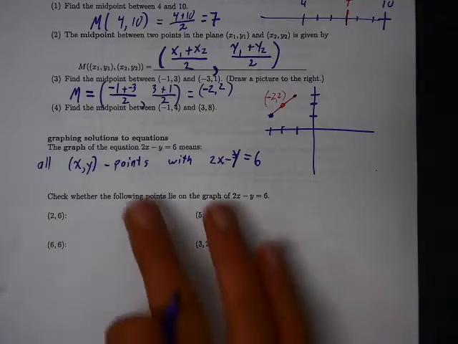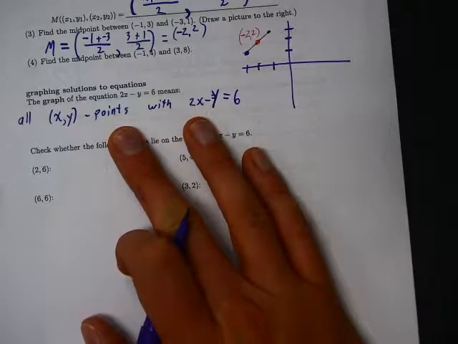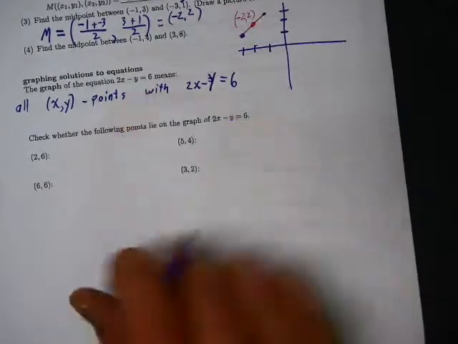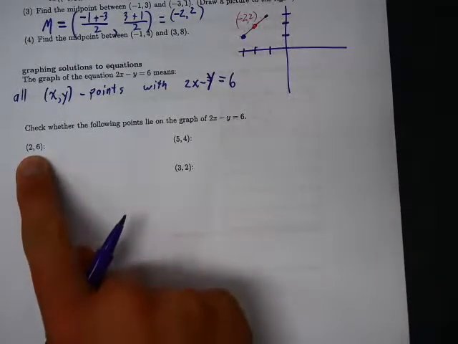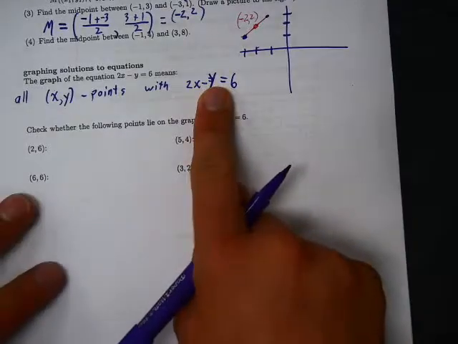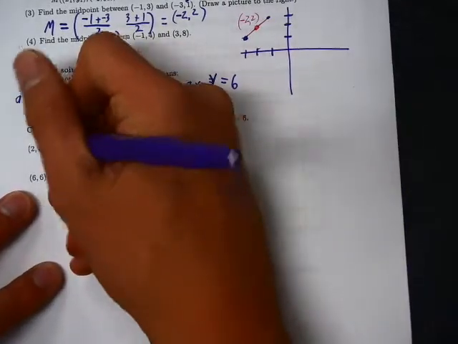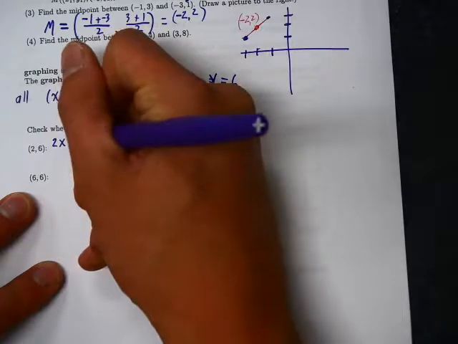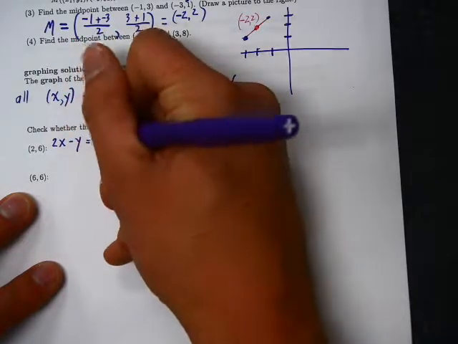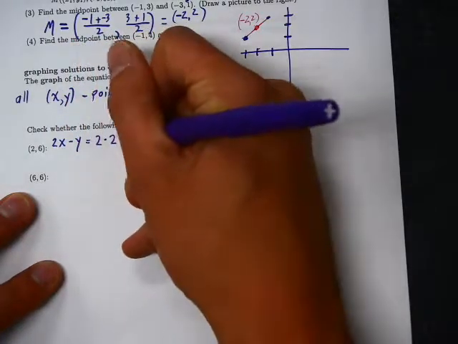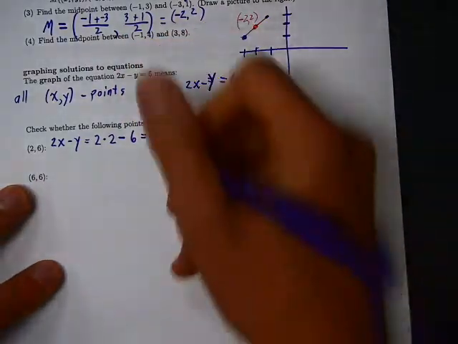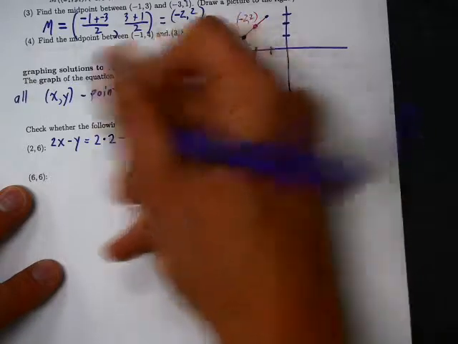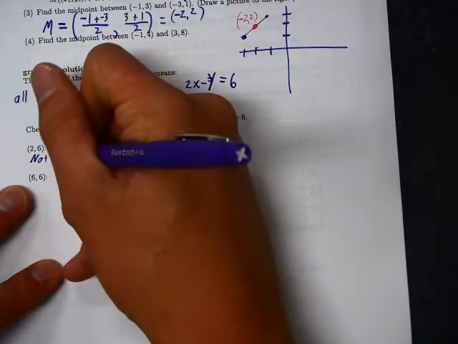And so you can at least answer easily now yes/no questions: is this point on the graph or not on the graph? If you want to see if (2, 6) is on the graph of the equation, what do you need to do? You need to see if this equation is satisfied. So for (2, 6), you'll get 2x minus y becoming 2 times 2 minus 6, which is, I guess, -2, which is not equal to 6. This point is not on the graph.